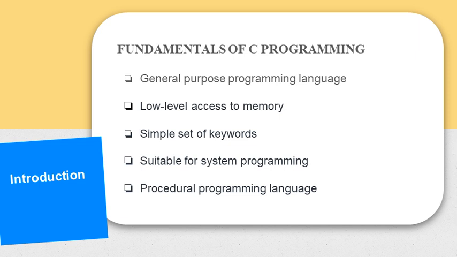C has defined keywords which have predefined meaning and cannot be used as identifiers, which means keywords cannot be used for any other purpose in your application. And these keywords are categorized into data types, control flow, storage class specifiers, type qualifiers, function related keywords, and so on.